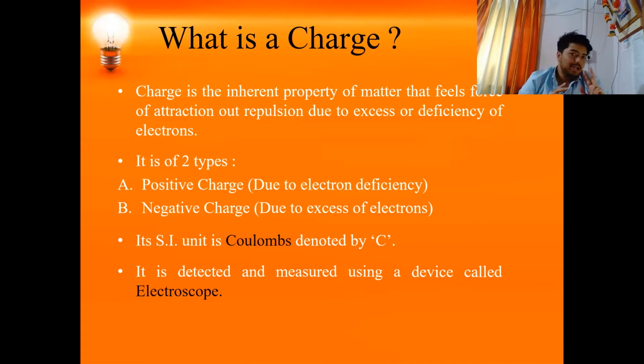We consider only two types of charges. A positive charge happens due to deficiency of electrons, and the second one is a negative charge, which happens due to excess of electrons. As an electron is basically negatively charged, the more the number of electrons, the more will be the negative charge. The fewer the electrons, the lesser the negative charge and the higher the positive charge. So the SI unit of charge is called coulomb and denoted by capital letter C.